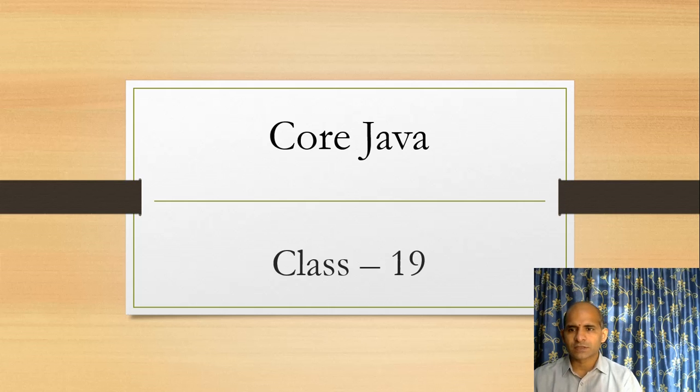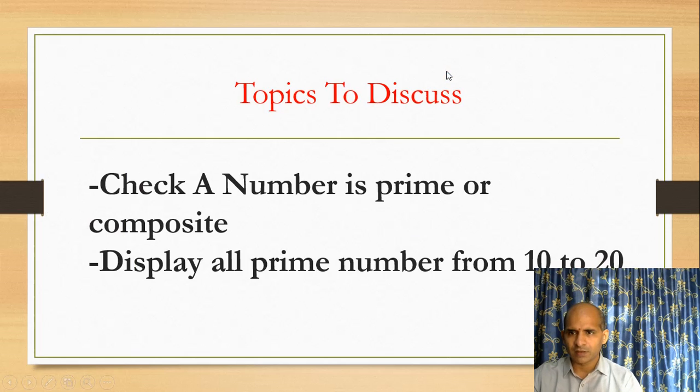In our previous class, we accepted a number and displayed the factors of the number. Along with that, we counted how many factors there are for the inputted number. In this class, we are going to solve one more example, that is, we have to accept a number and check whether the number is prime or composite.